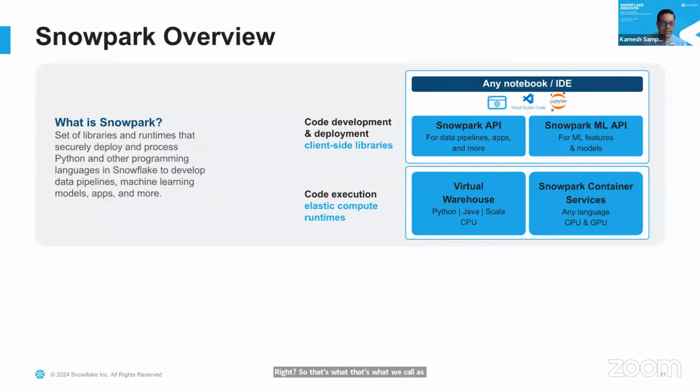And what is Snowpark? As I said, a set of runtimes and libraries. So what are these libraries? Libraries are nothing but your SDKs and APIs and other things that you use to build applications, your data pipelines, your applications. We have something called native apps. There's the Snowpark API to build a very basic data application, and obviously Streamlit coming into the picture.